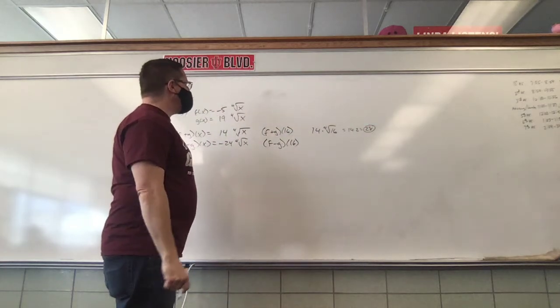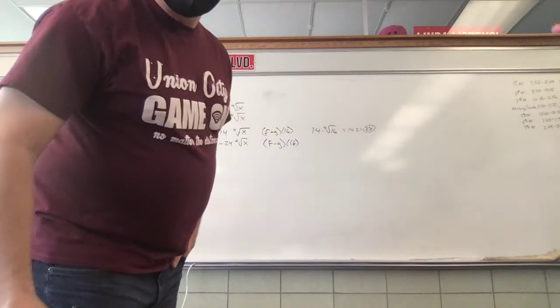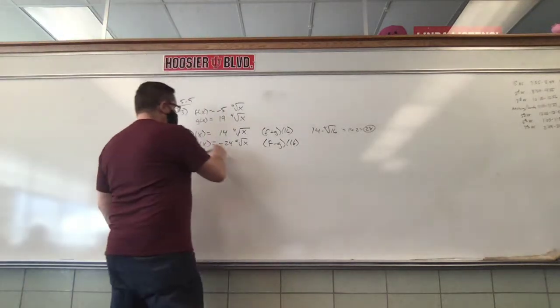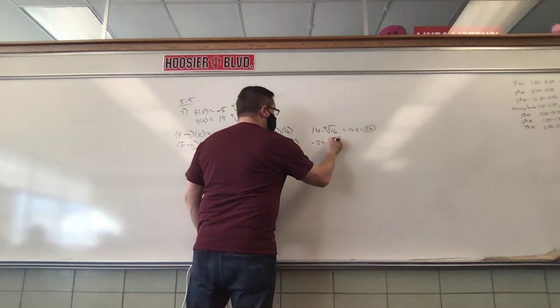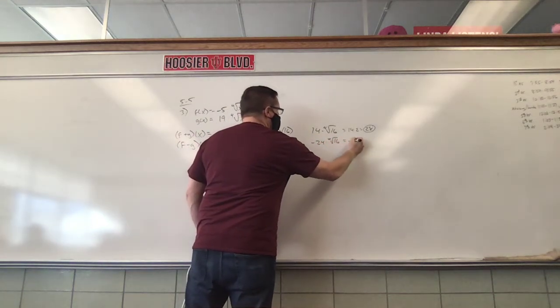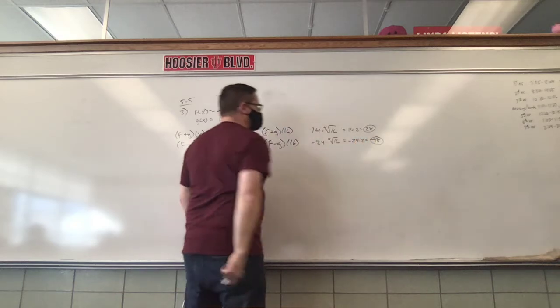Okay, and they ask you to do the same thing. Plug in, is it 16 both times? I think it probably is. Yeah, they want you to plug in 16 for the same thing. So we've already subtracted them, so it's going to be negative 24 times the fourth root of 16. So it's negative 24 times 2, which is negative 48.